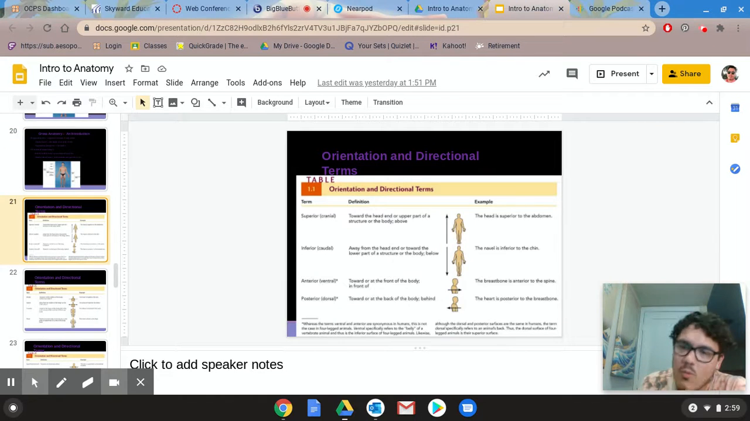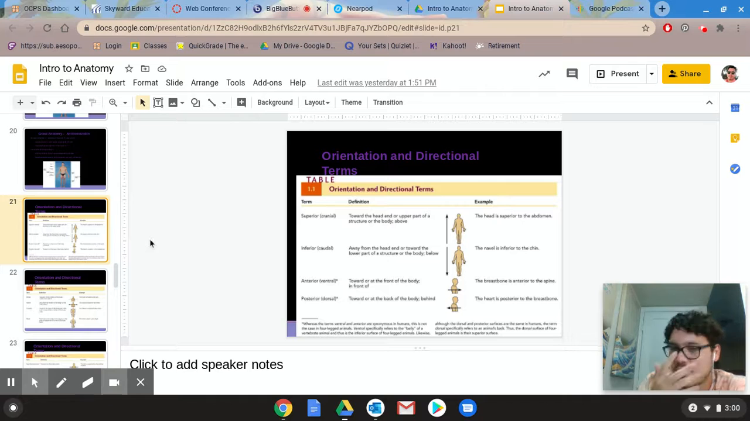All right, let's move on to some more anatomical terminology. So as far as orientation and directional, first off, we have superior versus inferior. Simply put, we don't worry too much about cranial or caudal. I don't use those names too often, but simply put, superior is indicating towards the head or above. So the example we have here is the head is superior to the abdomen. That's easy. Inferior is going to be below or anywhere away from the head. So the example they give is the navel, which is the belly button region, if you didn't know, is inferior to the chin. Okay, that makes sense too.